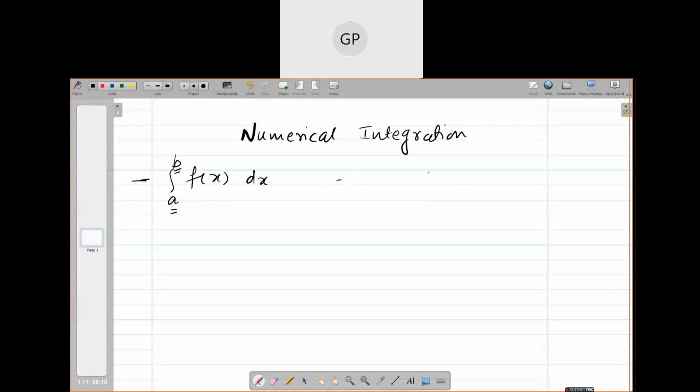You have integration without limits also. This is definite integration, and this is indefinite integration, right? So when you come across definite integration, how will you geometrically interpret it? What do you mean by integration a to b f(x) dx?